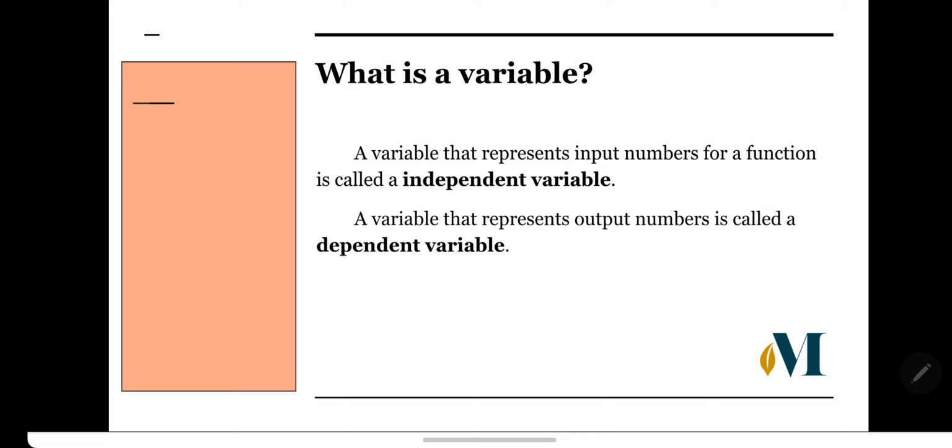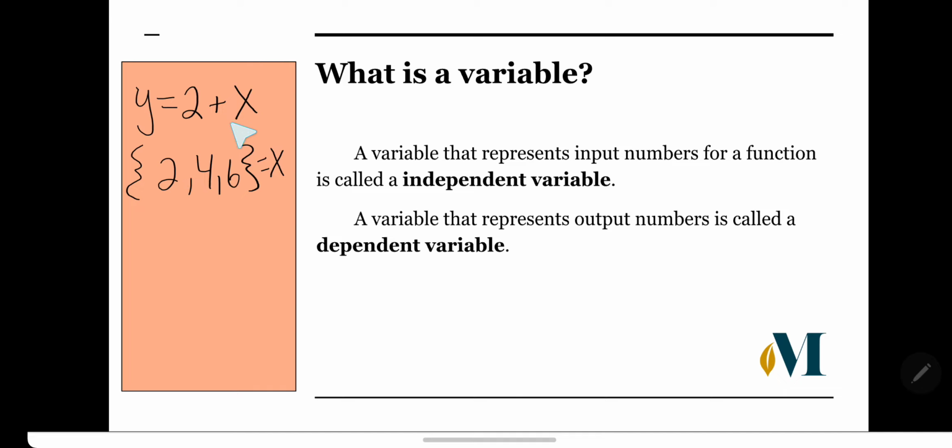So for instance, like before, I had x and y. Let's just say y equals 2 plus x. I'm going to have an input. My independent variable here is x, and my input is going to be x. So if I have x equals 2, 4, and 6, this is my domain here. x can be any of these numbers. These are my input numbers.